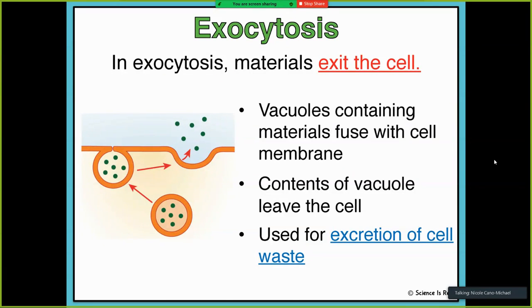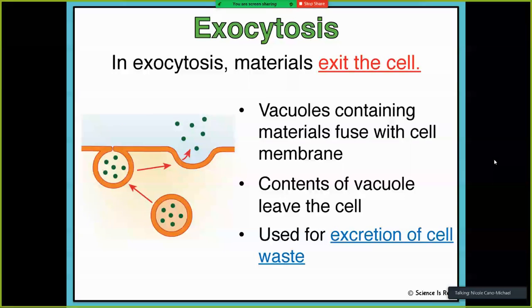Exocytosis is when materials exit the cell. As you can see in the diagram, we have this vacuole, usually containing some sort of waste material. It will move to the cell wall, it will fuse with the cell membrane, and then it literally opens up and it releases whatever's inside out into the extracellular space.